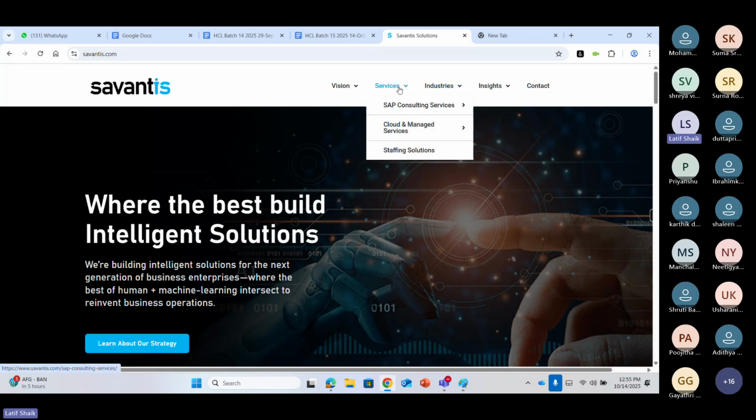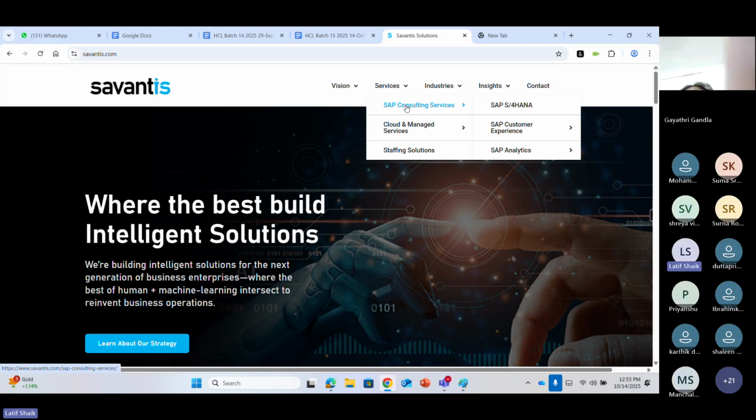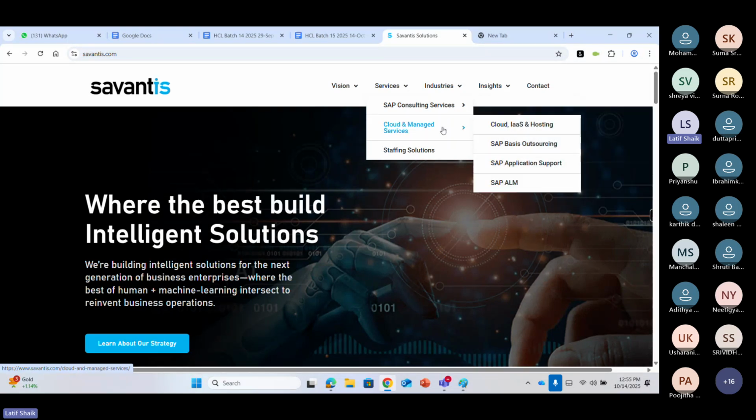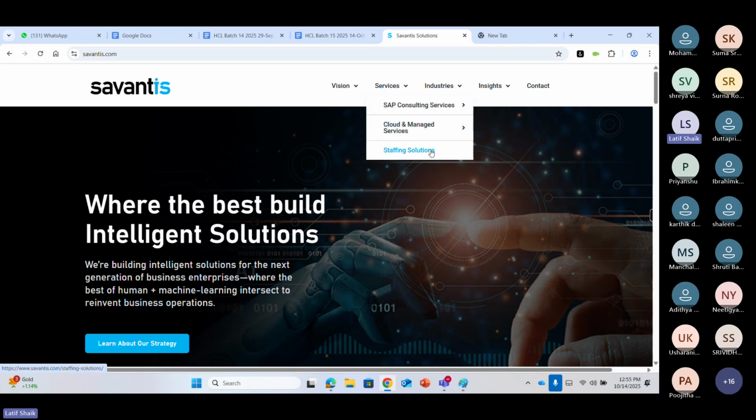and industries. First, see the services: SAP consulting services. Savantis provides SAP-based consulting services, SAP Cloud Services, SAP S/4HANA Services, Customer Experience, SAP Analytics, Cloud Managed Services, SAP-based outsourcing, ECC6 outsourcing services, cloud-based services, cloud hosting, and so on. Okay, application support, ALM support, staffing solutions. Now you are in the staffing solutions. Okay. So what is our staffing solution?